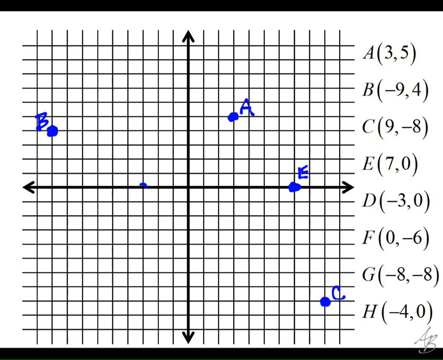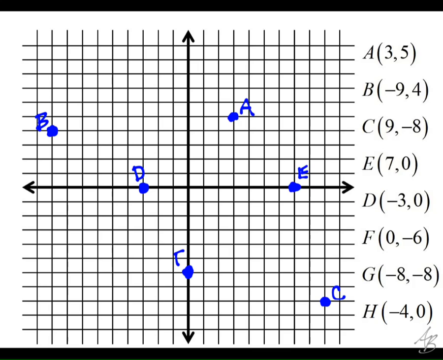So -3 says we go left 3 and then stay right there. So that's point D. All right, point E. I'm sorry, we have E. How about F? So 0 means we're going to go which way? Yeah, we're not going to go right or left. The -6 tells us to go down. So we start at the origin. We don't go right or left. We go down 6, and we end up right here.